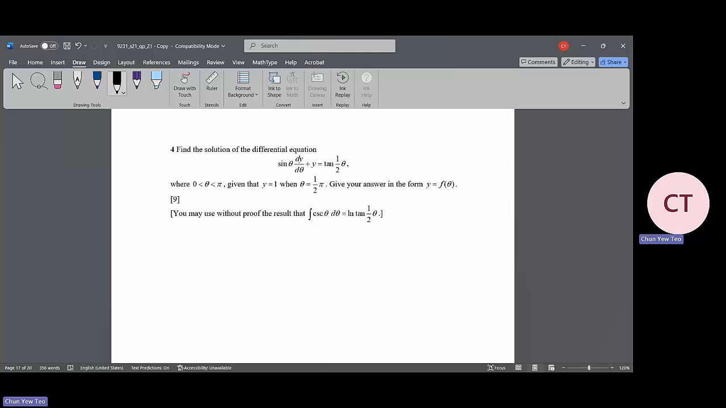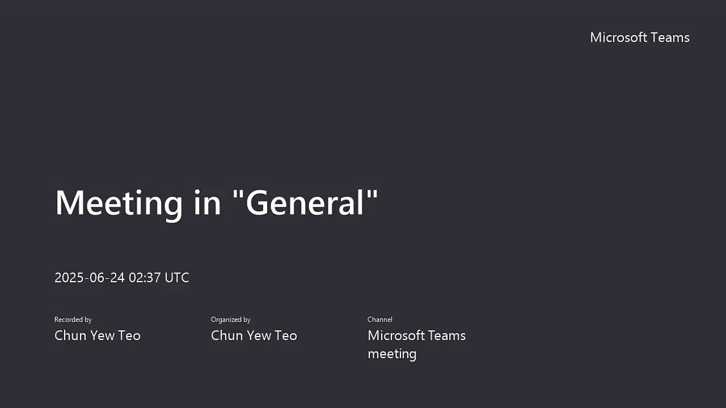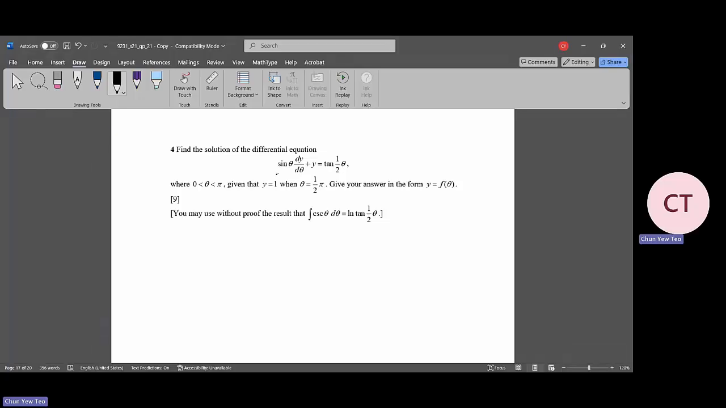Moving on, we have question number 4. Look at question number 4. We have a first order differential equation given as sine theta dy d theta plus y equal to tangent half theta, where theta is from 0 to pi, given that y equals 1 when theta equals pi over 2. Find your answer in the form of y equal to f of theta. And they give you a hint that we may just use this result directly, without proof.